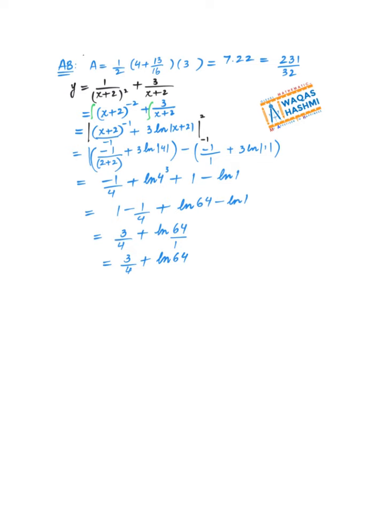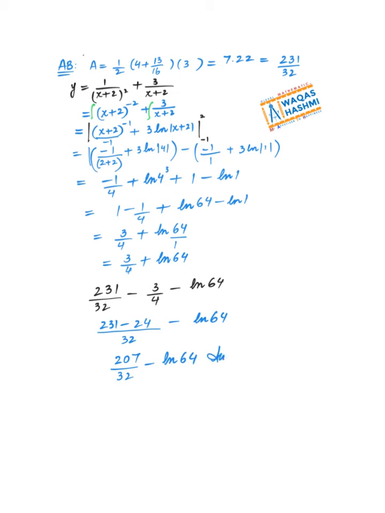Now we need to subtract it. So the area of the trapezium which we found is 231 divided by 32. We need to subtract the area under the curve, that is 3 upon 4 and ln of 64. So we need to simplify these two. So the LCM here is 32. It will be 231 minus 4 8s are 8, 3 8s are 24, minus ln of 64. The final answer will be 207 divided by 32 minus ln of 64. That is your final answer.